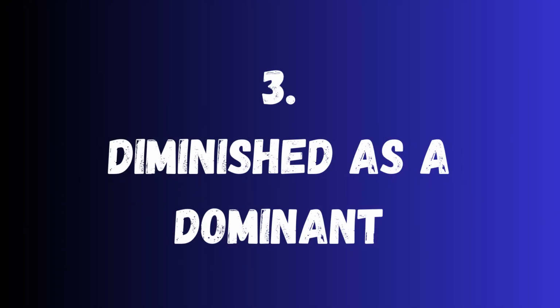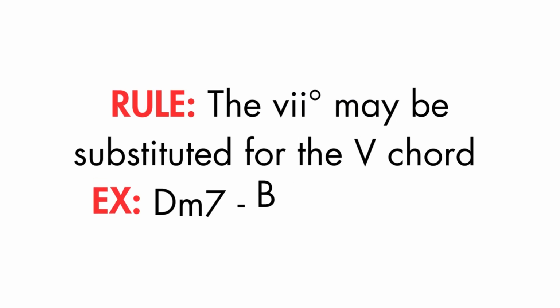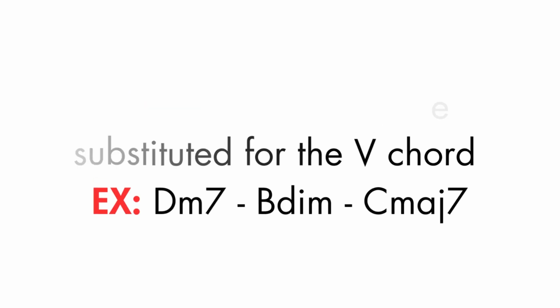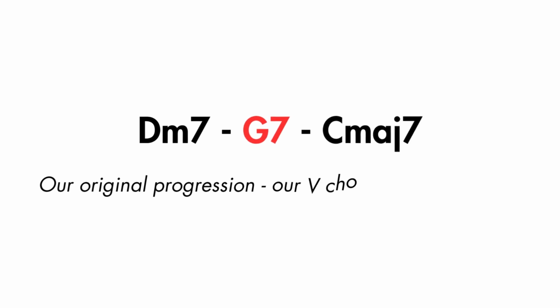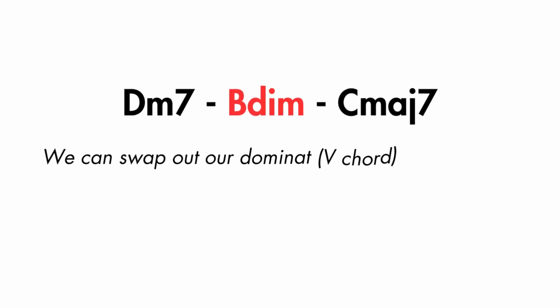Now, the diminished can be used as a dominant. Okay? The 7 chord may be substituted for the 5 chord. So, if we had a D minor 7 to G7 to C major 7 progression, we could change that G7 to a B diminished. Okay?